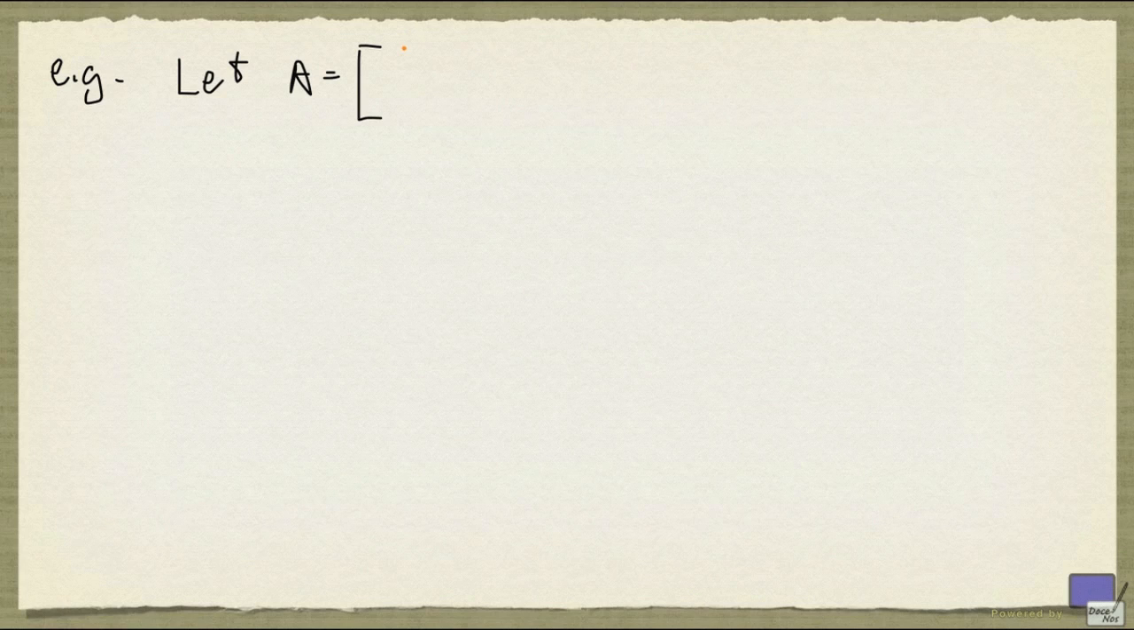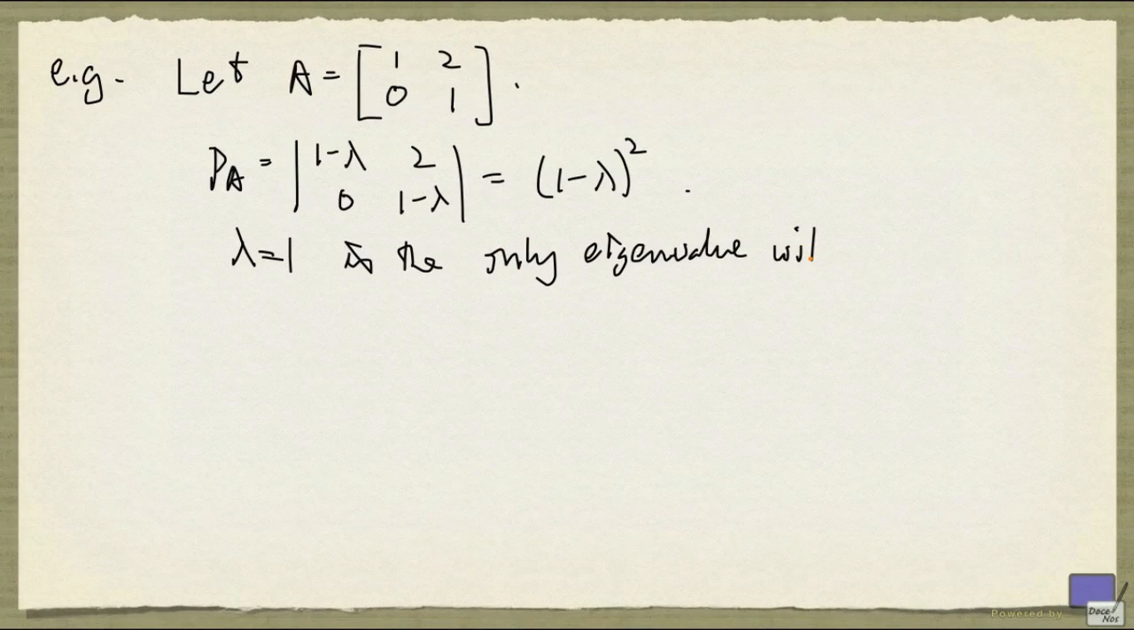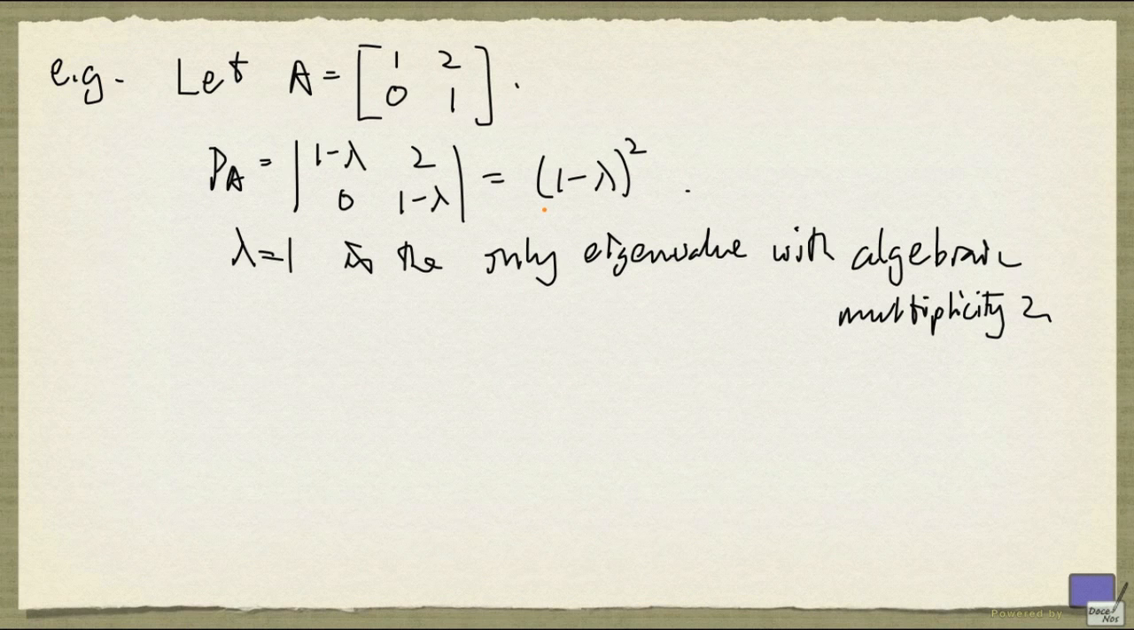Suppose that my matrix A is [1, 2; 0, 1]. Now let's form the characteristic polynomial. It's the determinant of [1 minus lambda, 2; 0, 1 minus lambda], and that's just (1 minus lambda) squared. So lambda equal to 1 is the only eigenvalue, and it has algebraic multiplicity 2 because it appears as a root of this polynomial twice.